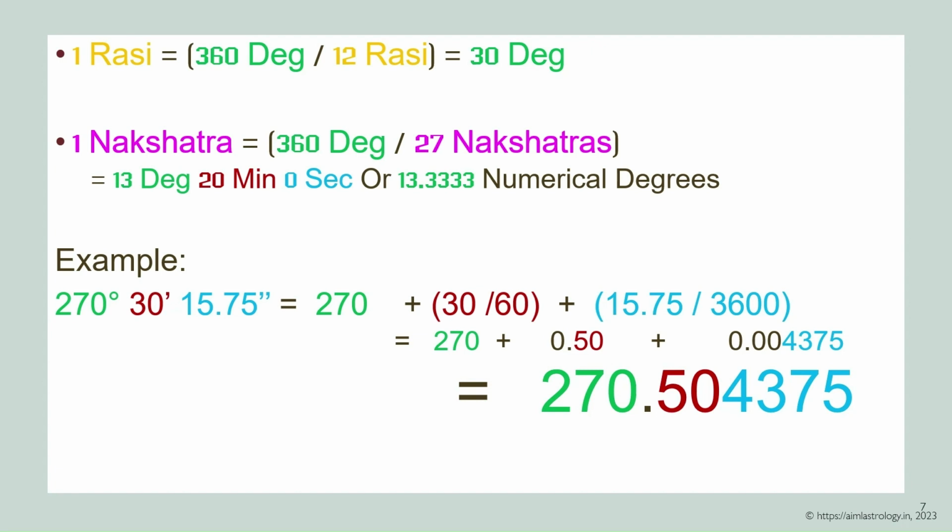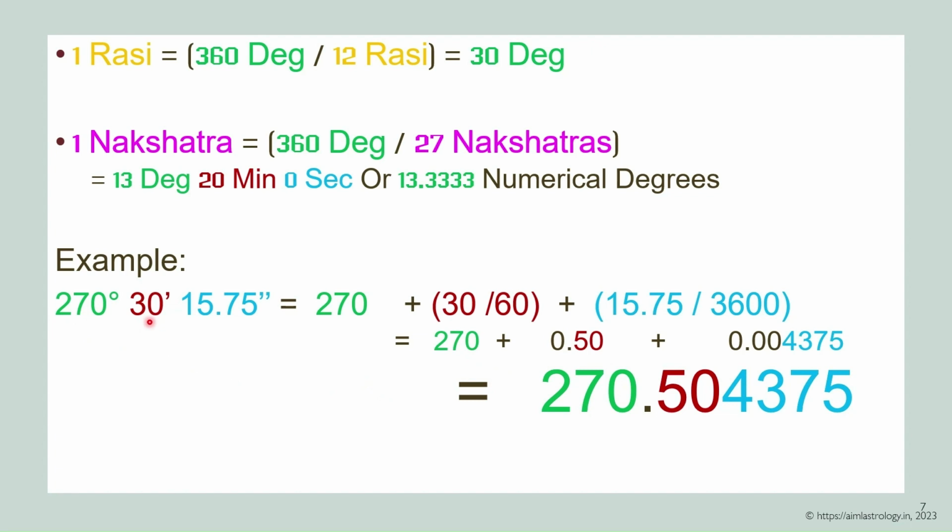In the example given below, I have highlighted three components: the degree, minute, and seconds. The degree part doesn't require any conversion. We will just use the degree when we are converting it into numerical degrees. So that is what is shown here.